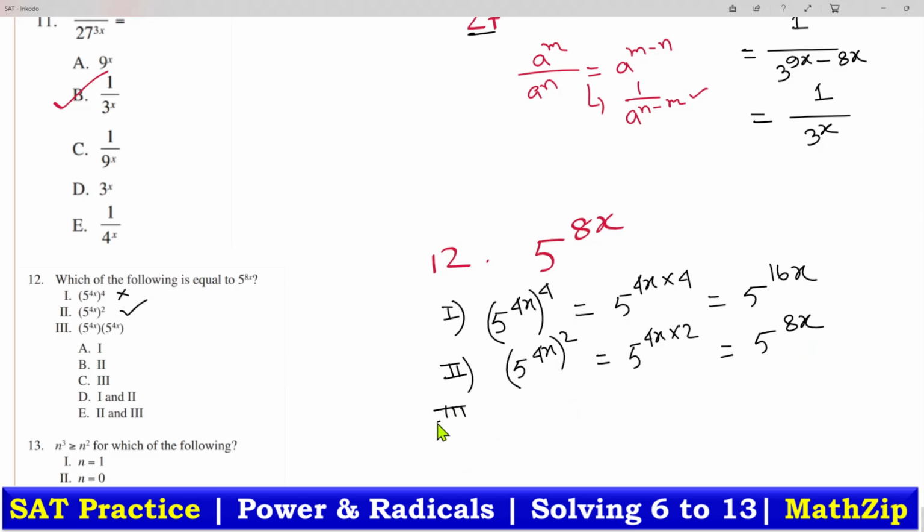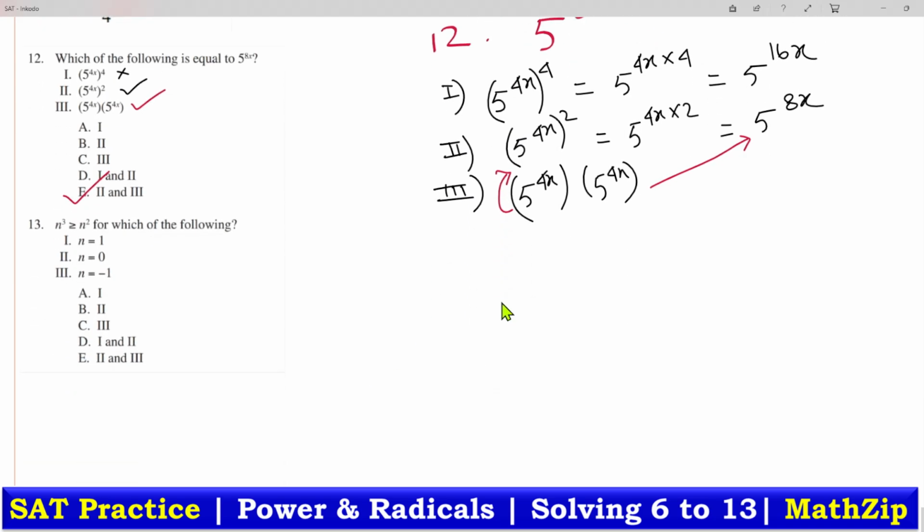Number 3, 5 to the power 4x times 5 to the power 4x. It means this is the same thing. It means 5 to the power 4x whole square. So this one also becomes like this. So this one is correct. So number 2 and 3 are correct. It means our correct answer is number E. Okay. So interesting math and very simple math.